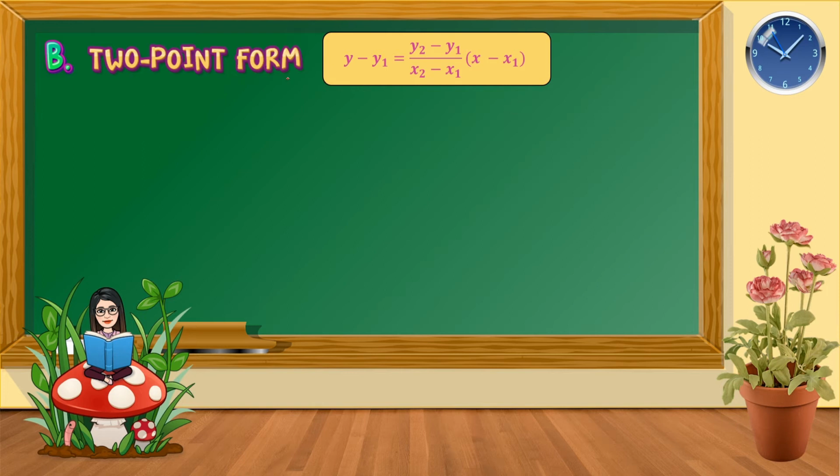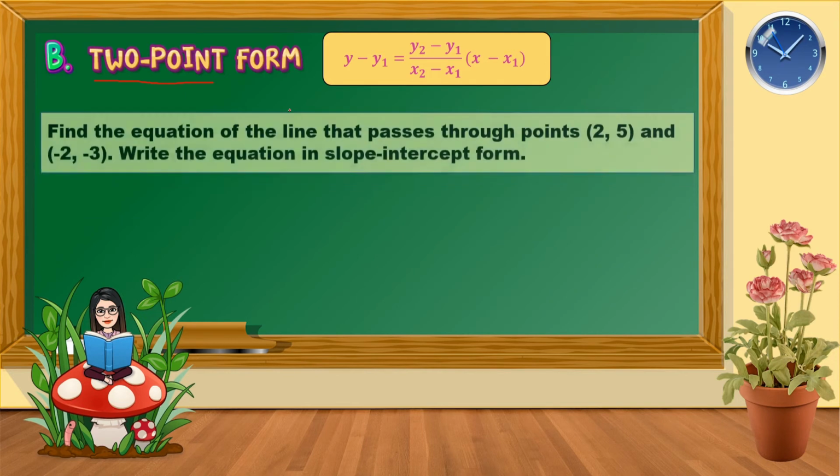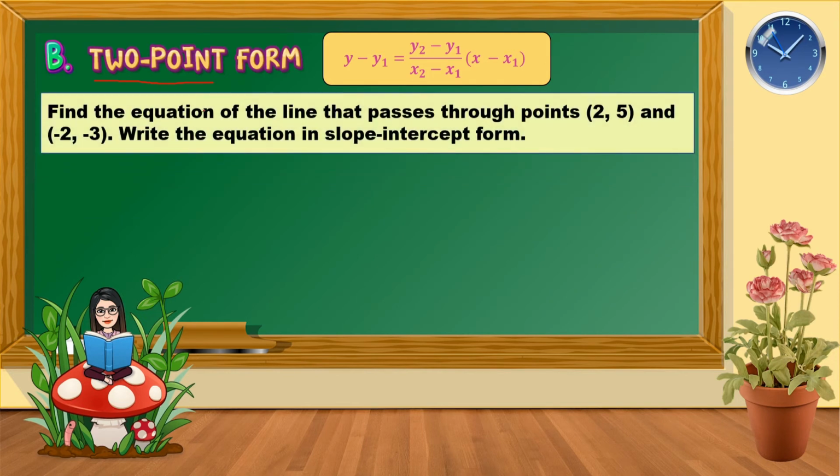Okay, so two-point form, meaning to say, we will use this pattern if the given are 2 points. From the word itself, two-point form. So, 2 points ang given dito. Tingnan natin tong problem na to. Find the equation of the line that passes through points 2, 5 and negative 2, negative 3. Write the equation in slope-intercept form. Okay, nasaan yung given natin dito? Ito siya. The given are 2, 5 and negative 2, negative 3.